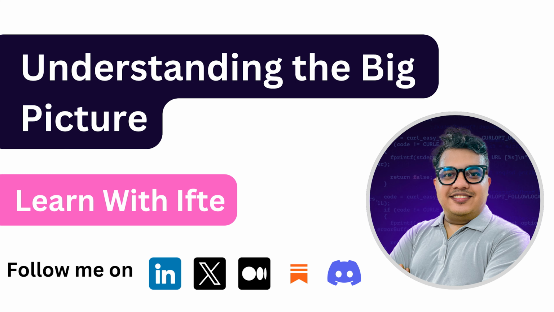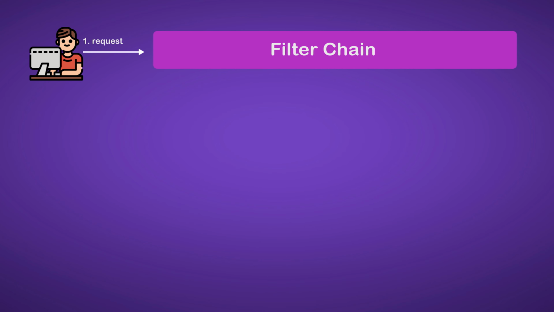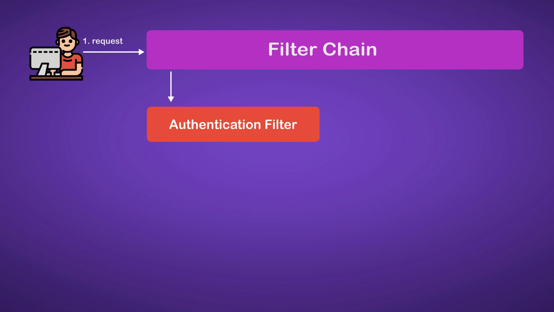Let's start at the beginning of the flow. First, when a user sends a request, the container creates a filter chain. This filter chain contains various filter instances and the servlet that should process the HTTP request based on the path of the request URI. Think of filters as security checkpoints that the request has to pass through.